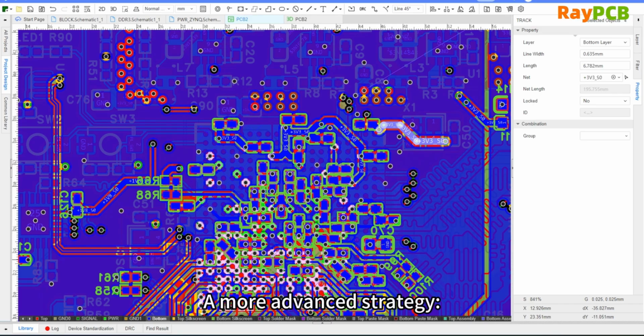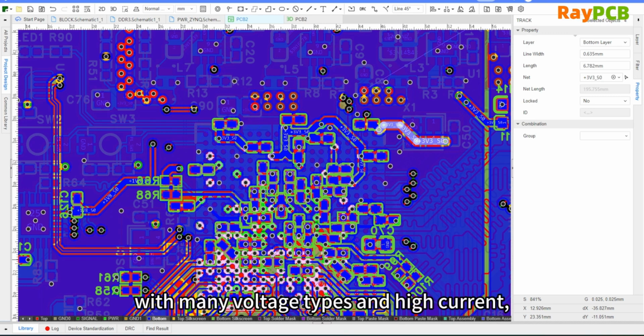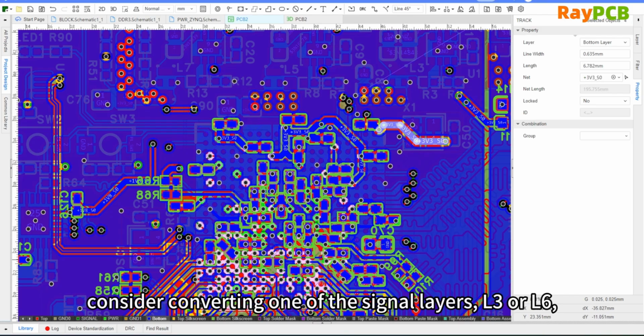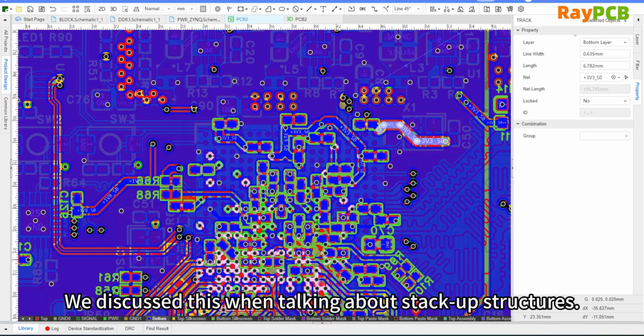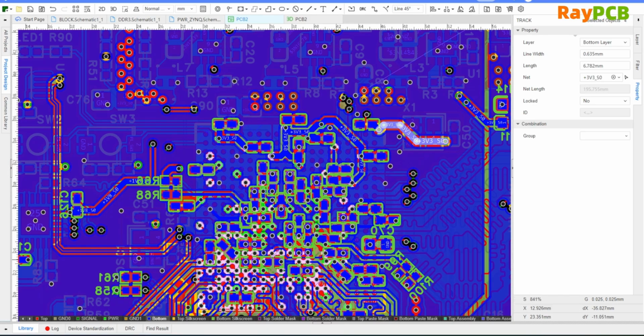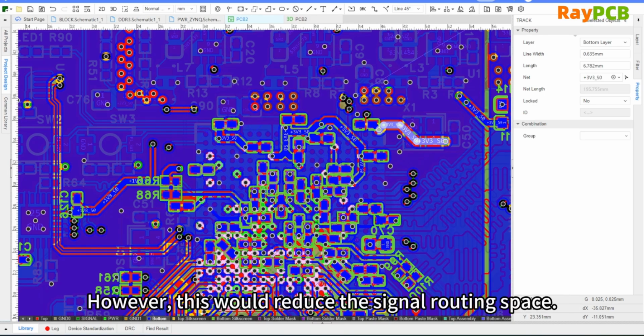What about more advanced strategies? That is, if the system is extremely complex with many types of voltages and high power consumption, you can even consider converting one of the signal layers, such as L3 or L5, into an additional power plane. This is another approach. So for a structure with two power planes, as we discussed earlier when talking about electrical structure, this reduces the available space for signal routing.